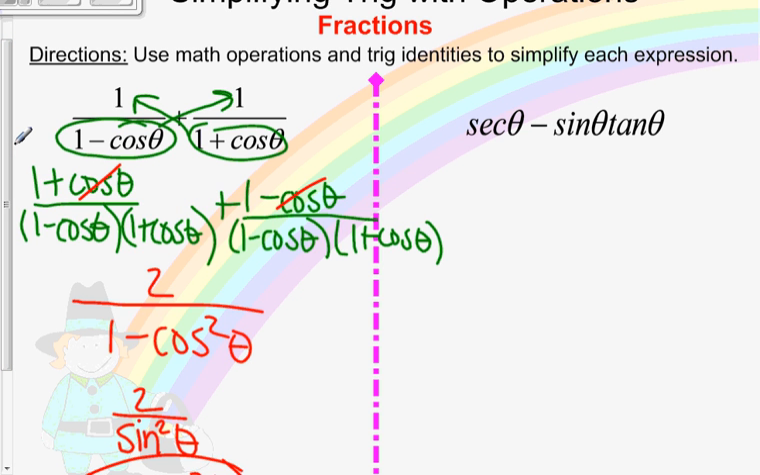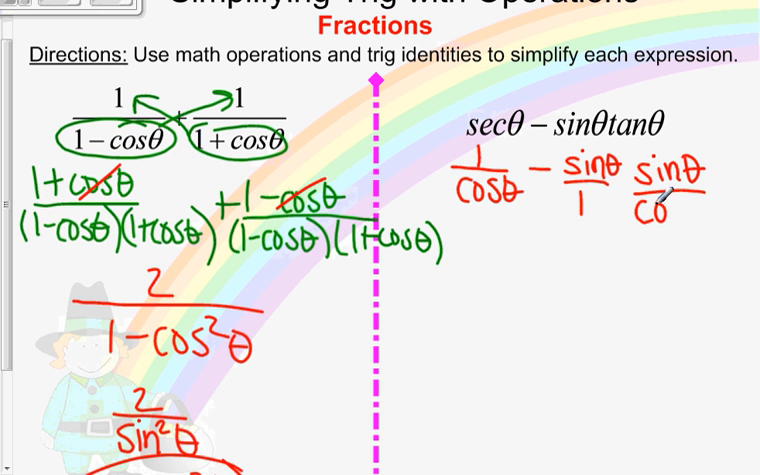All right, looking at this one, we don't see any fractions yet, but we're going to create fractions because we're going to put everything in terms of sine and cosine. So secant here is 1 over cosine of theta. And then sine is just sine of theta over 1. And tangent is sine theta over cosine theta. Now we're almost there with fractions of the same base. We just got to multiply over here on the right.